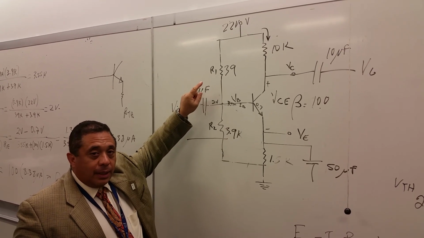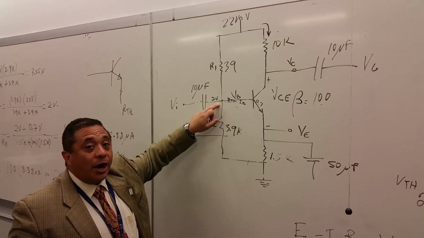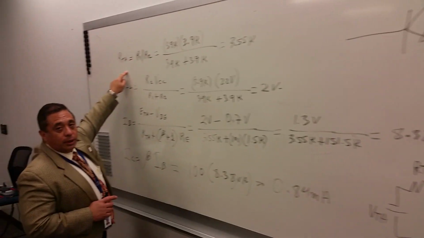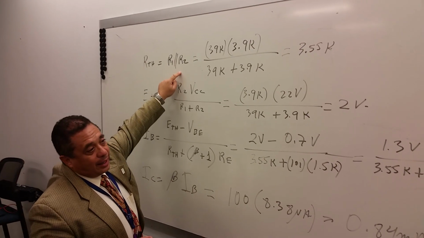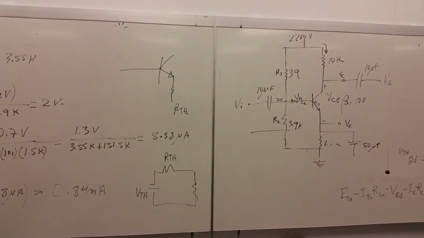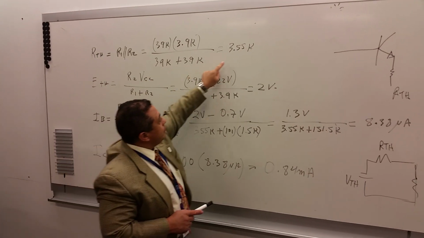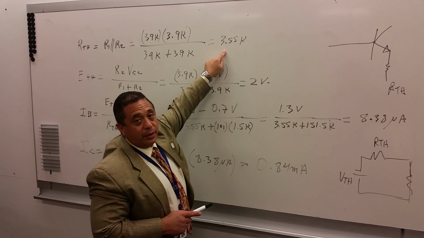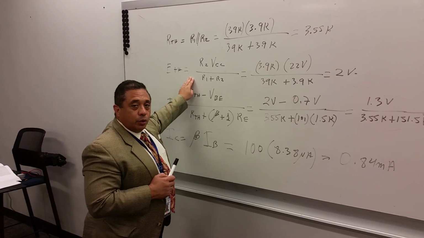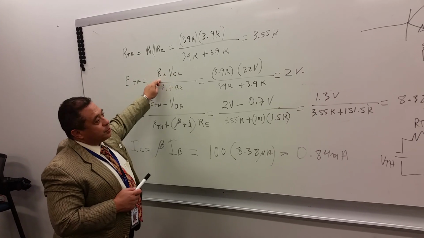In order to do that, the first thing we need to do is to short out the power supply. Therefore, these two resistors will be in parallel. That's how we calculate the R Thevenin, as described in this formula. R Thevenin is R1 and R2, which is the resistance from the power supply to the base, and from the base to the emitter. These two resistors are in parallel. The end result is 3.55 kilohms.